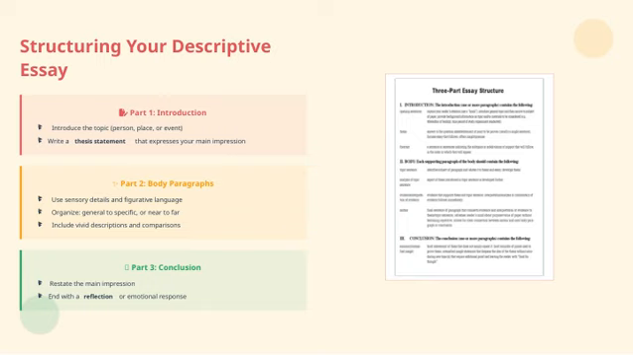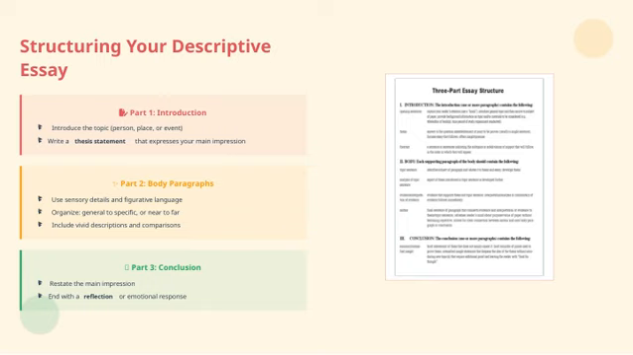Next, we move to part 2, the body paragraphs. This is where your descriptive skills really come into play. Use sensory details, what you see, hear, smell, touch, and taste, to bring your description to life. Incorporate figurative language like similes or metaphors to add vividness. Also, organize your details in a way that guides the reader smoothly, either from general to specific or from near to far. Including comparisons can really help paint a clear picture.